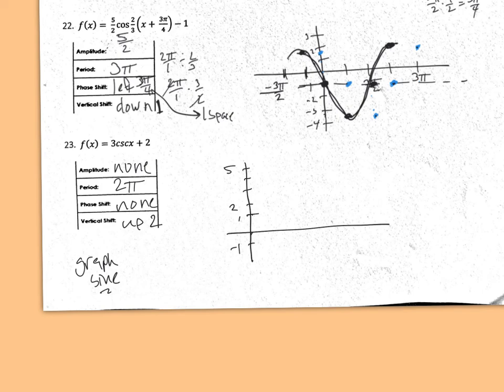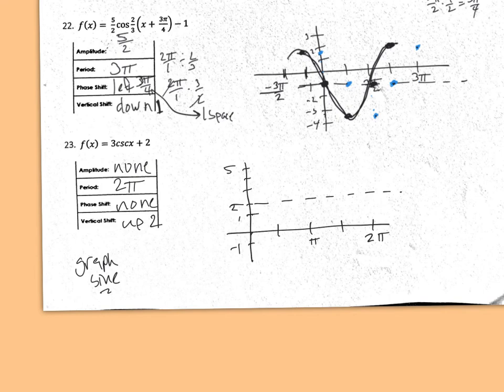And then, of course, 4 spots. Period goes here, halfway, please. And we're moving this up 2, so I'm going to put my midline there. Midline's super important. Please draw it. And now we graph this. Now we're graphing the sine.